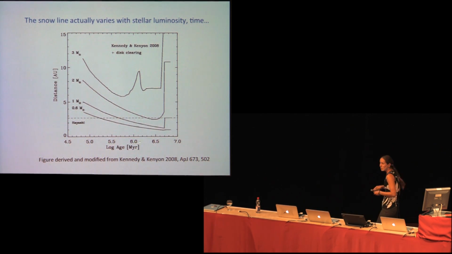One thing that hasn't been discussed very much is that at the very late stages of the disk evolution, we know that the disk clears. We're going to hear about this from Ilaria Pascucci and from James Muzzerall. But if the disk clears, then all of a sudden your disk sees a lot more radiation, so the snow line moves out again.